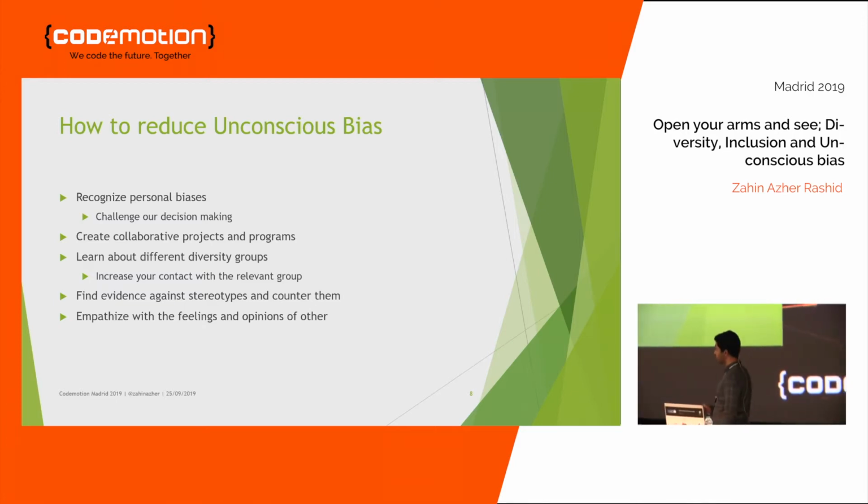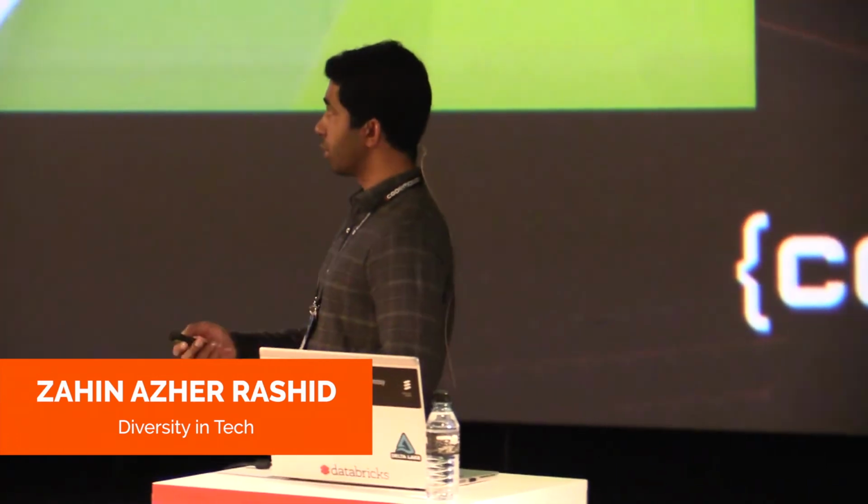We have to challenge our decision making and identify the situations where we might have been biased toward somebody in our workspaces. Second, we have to create collaborative projects and programs so people can interact with each other and engage. And also we should try to make them learn about the different diversity groups and increase contact with the relevant group where we feel we might have been biased towards them.